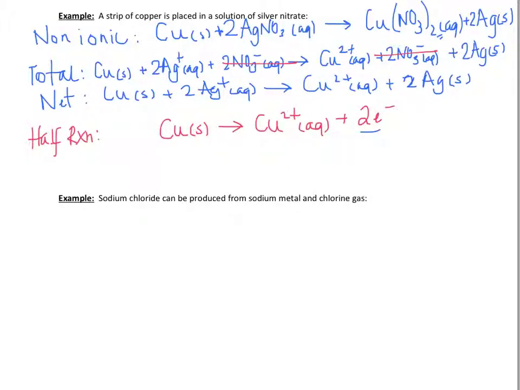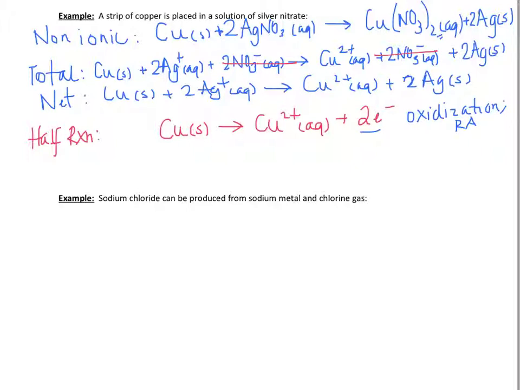Additionally, since I have put electrons on the product side and I am losing these electrons, remember oil rig, oxidation is loss, so this is my oxidation half reaction. Since this is my oxidation half reaction, Cu solid is also my reducing agent.